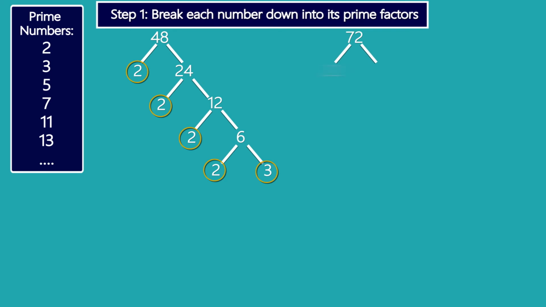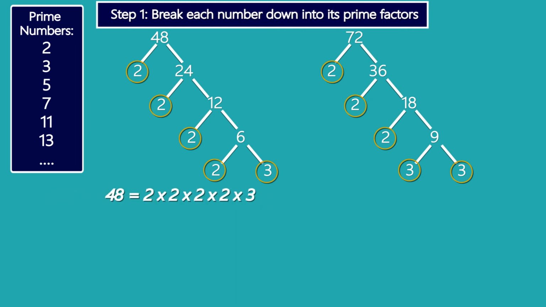72 is an even number, so I'm going to divide it by 2 and I get 36. Then I can split 36 into 2 and 18, I can split 18 into 2 and 9, and I can split 9 into 3 and 3. Again, I'm going to go through and circle all those prime factors. And as a product of its prime numbers, 48 could be written as 2 times 2 times 2 times 2 times 3, and 72 could be written as 2 times 2 times 2 times 3 times 3.